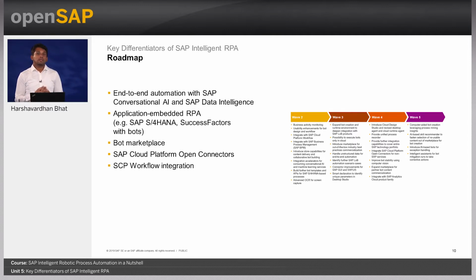So that's about the roadmap. In the next units, we will learn more about the roadmap. But now that you have had an overview of key differentiators, are you all excited to see our solution in action? My colleague Terry will show you an interactive demo in the next unit. And I'll be back in Unit 7 to talk more about the roadmap, and see you soon.